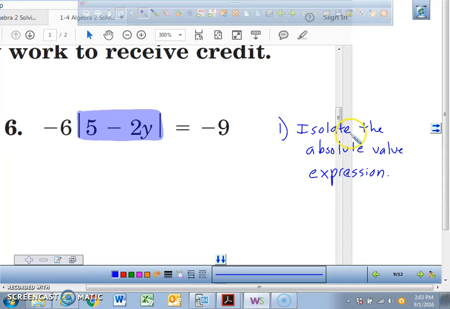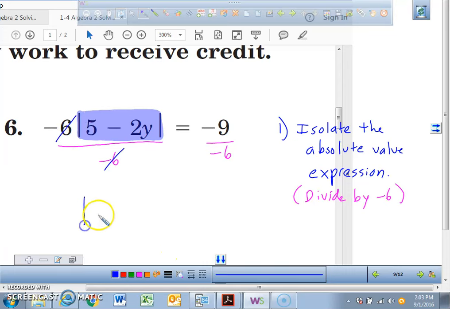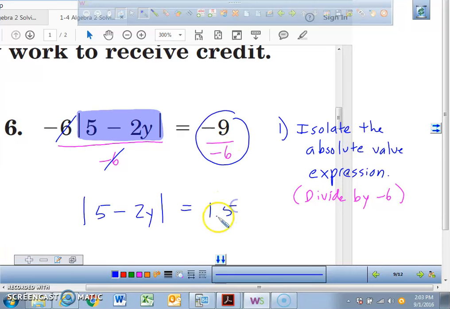So, we're going to isolate the absolute value expression now. What pesky number is sitting right outside the absolute value? -6. What do you do? Distribute? No, not distribute. Never. That would be bad. Divide it. Yes. Divide by -6. That's the first thing we're going to do. We divide all of this by -6 and all of this by -6. So these cancel out, and we're left with the absolute value of 5 minus 2y equals 1.5. You can also call it 3 halves if you wanted to, but we'll leave it at 1.5.